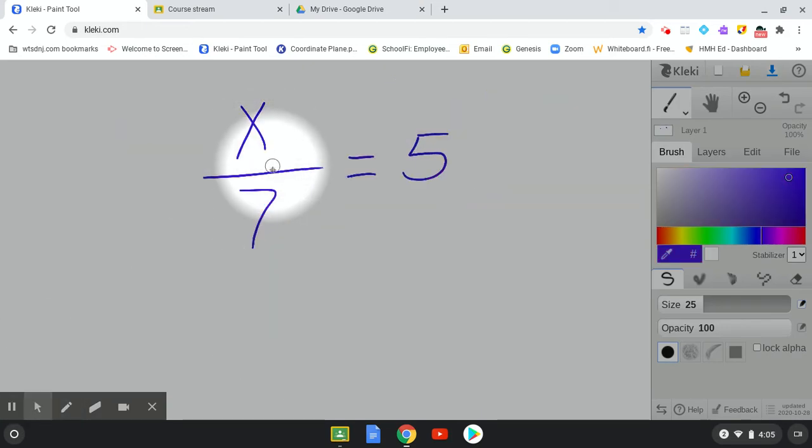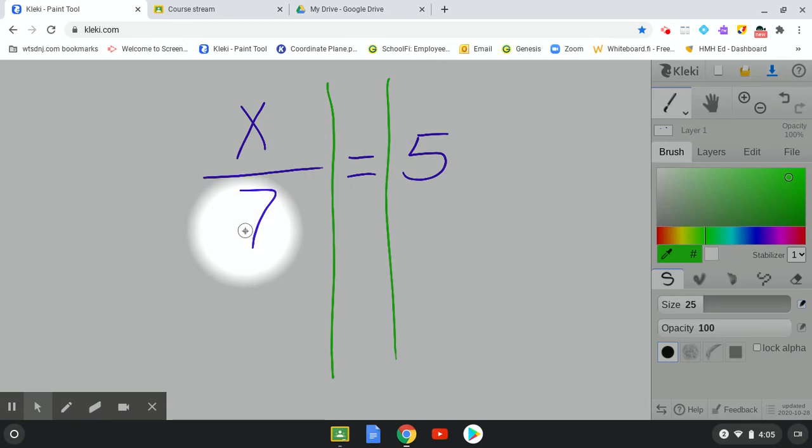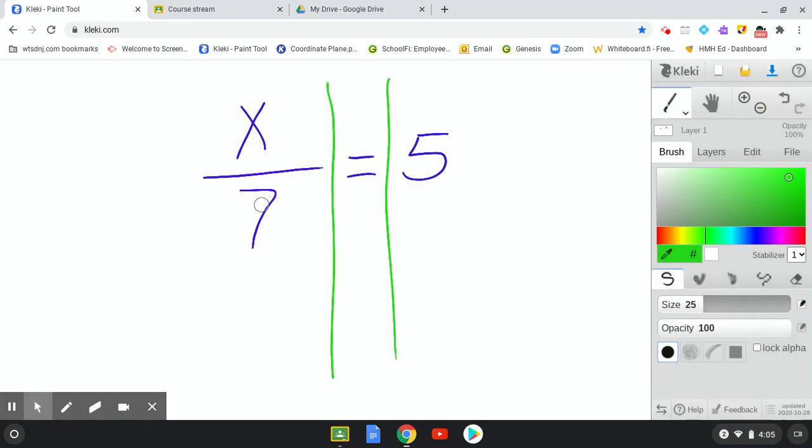Okay, so here I have x divided by 7 is equal to 5. So I'm going to put in my lines to make things neat. So I want to get rid of the 7, and this is a division problem. So in order to get rid of the 7, I'm going to do the opposite of division, which is multiplication, and I'm going to multiply both sides by 7.